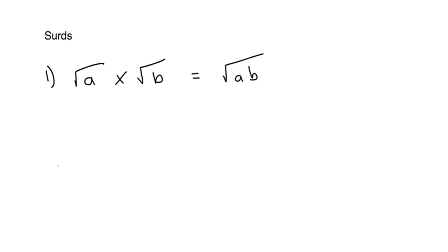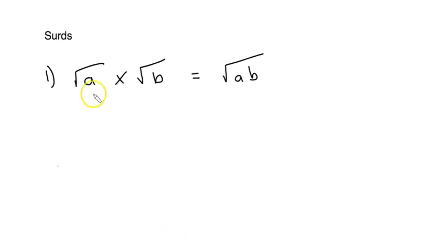Welcome back. So now we're going to talk about surds. Now a surd is simply a word to describe a square root. So any kind of expression in maths with a square root is known as a surd. Now there are quite a few rules that we're going to use to manipulate surds. So let's look at the first one here.